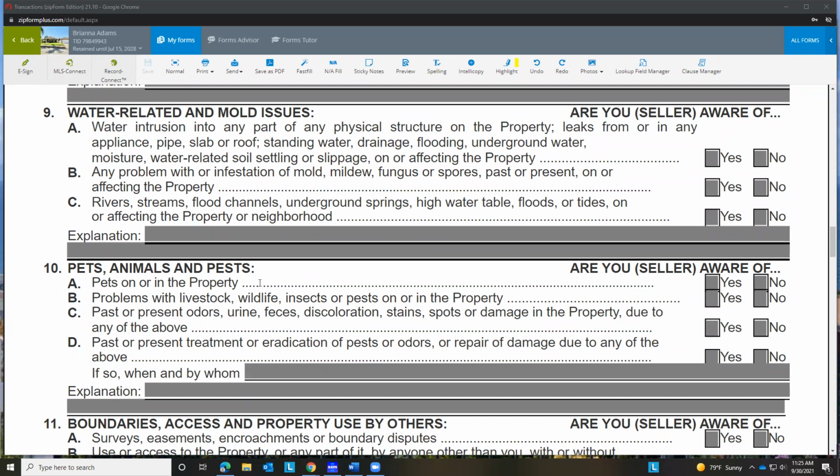Number 10, animals and pests on the property. A, pets on or in the property. Yes or no? I know you all think that if we went to the property and we saw the cat, when we looked at it, do we really need to explain what we have?